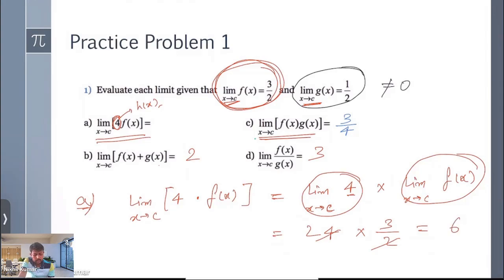So this is 6. If you want, you can take a screenshot of the solution because I'm going to clean it up.